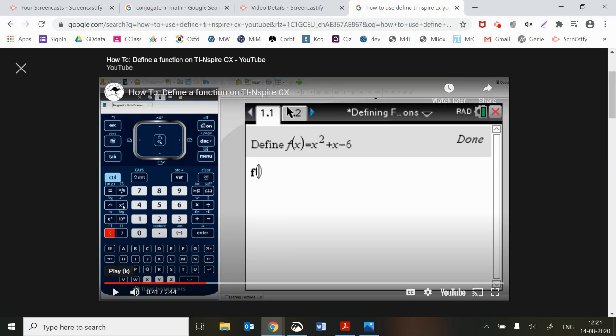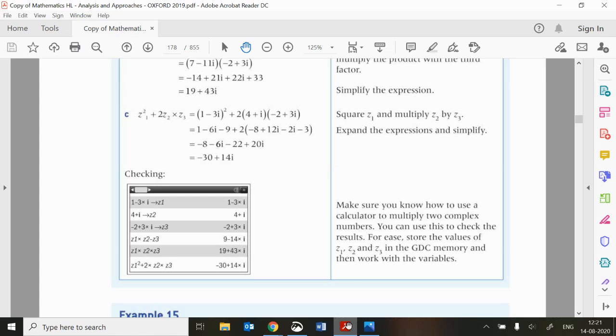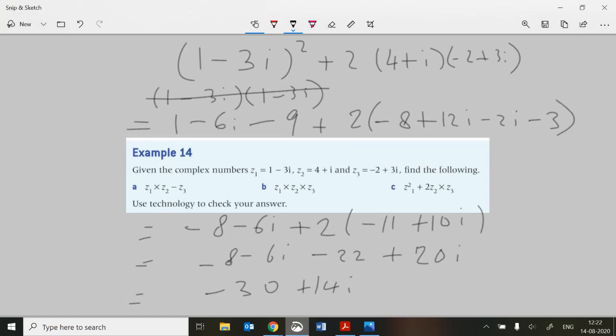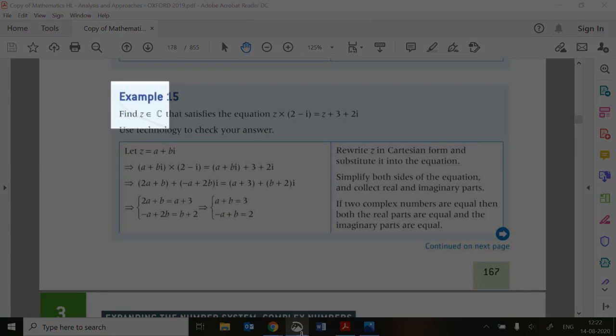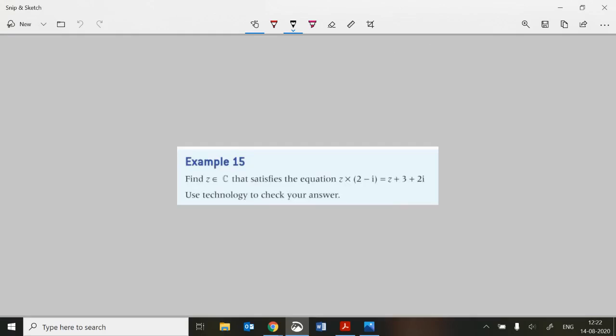Okay, right, so let's go back to the book and got example 15 here. Example 15 says find Z belonging to the complex numbers that satisfies this equation here. Use technology to check your answer. Okay, well, there's two ways of doing this question. Let's just take this further from what we've got here and see where we're going to get stuck in one of the ways. So let's multiply it out, which is, I guess, a fairly obvious thing to start off by doing.